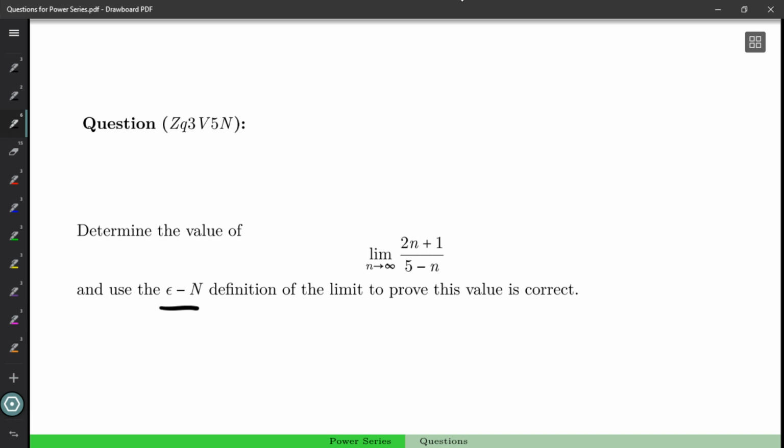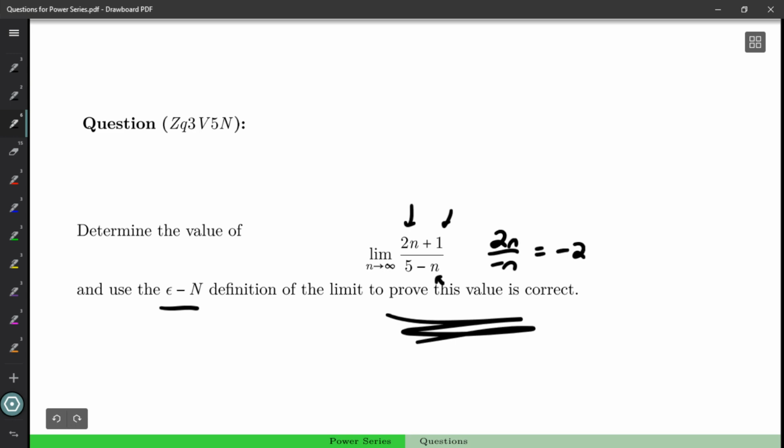Alright, so as n gets really big, the 2n on top is going to be what's most important. It's going to grow faster than 1, which never grows. Similarly, the minus n on the bottom is going to be what matters in the long run. So eventually this is going to look like 2n over minus n, approximately. And so I should expect the n's to cancel out, and the limit, I'm going to guess, is minus 2. Okay, that is going to be the limit, but now we actually have to prove it.